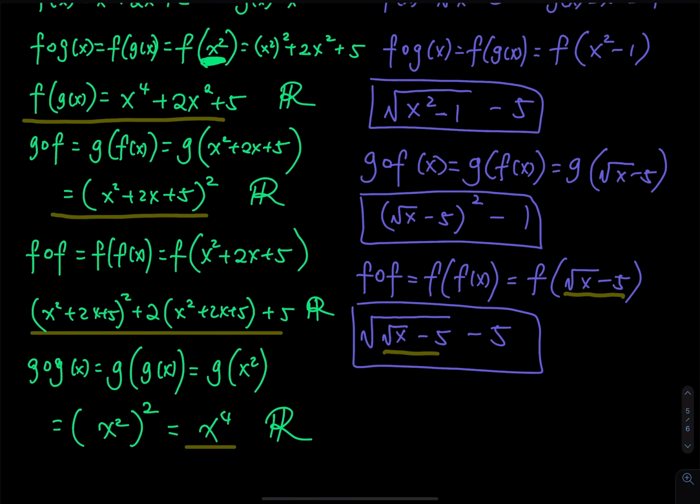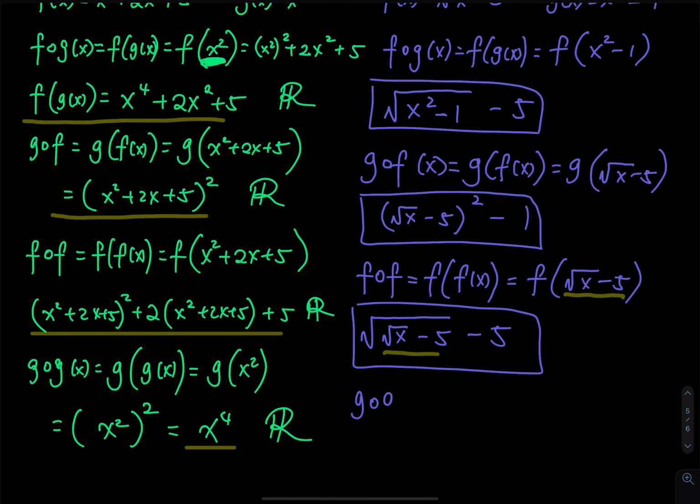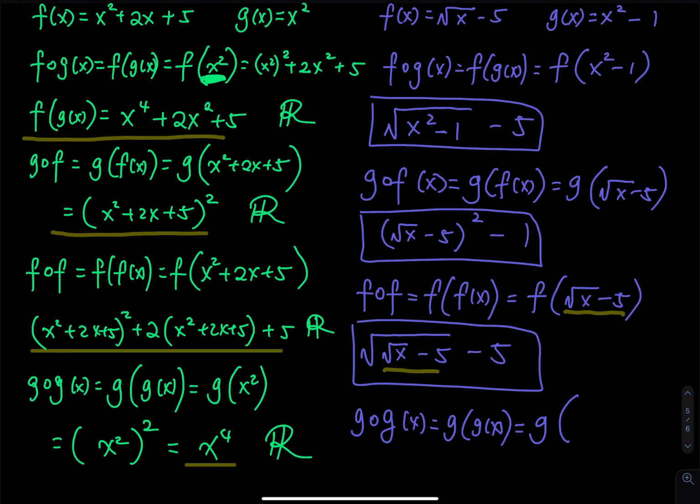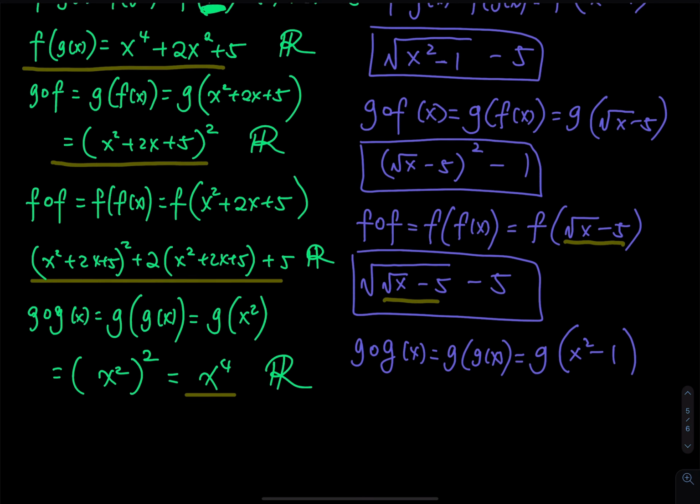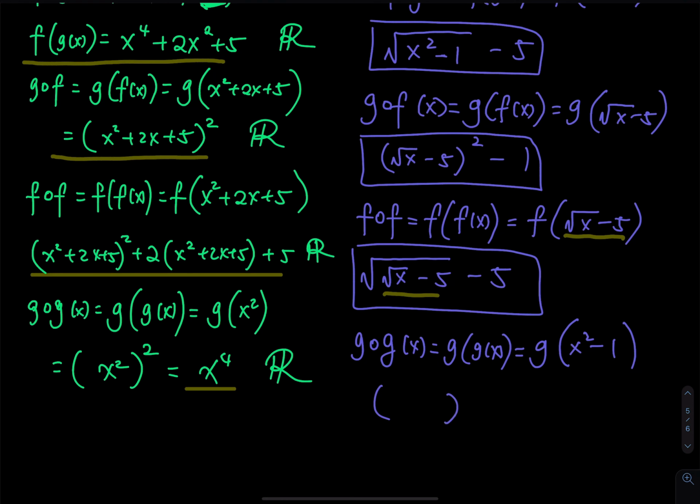And then the last one is g of g. So g of g of x is equal to g. Function g is x squared minus 1. All right, and then we have x squared minus 1, and then we put the x squared minus 1 inside the square. So this will be x squared minus 1, squared, minus 1. There you go. That is your g of g. And that is also the end of this video.